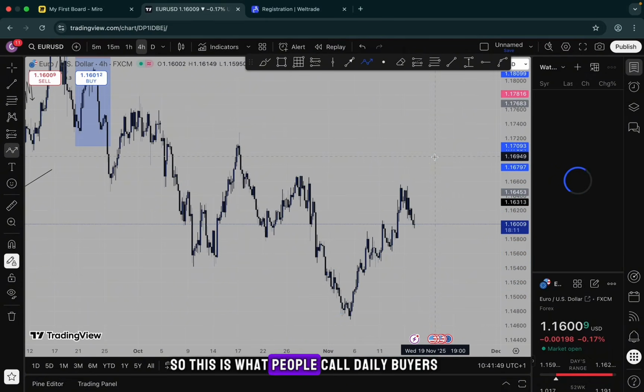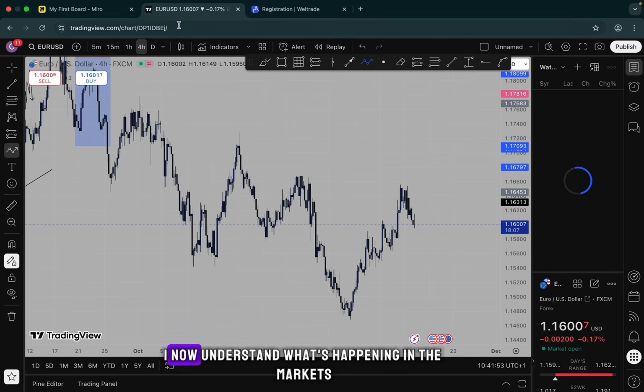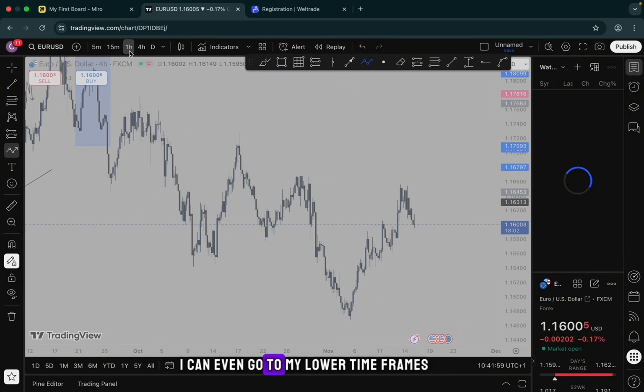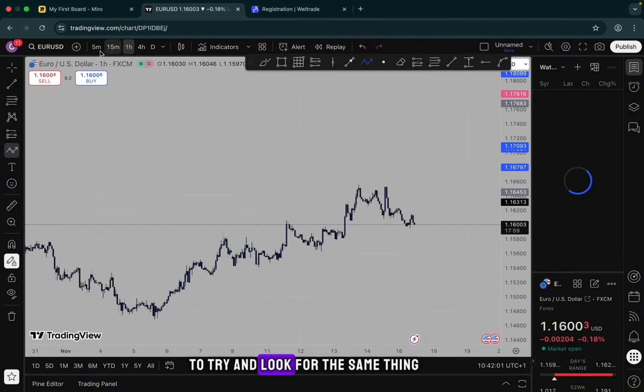So this is what people call daily bias. So now I have my daily bias. I now understand what's happening in the markets. We are now waiting for the market to go higher. That's when I can even go to my lower time frames to try and look for the same thing.